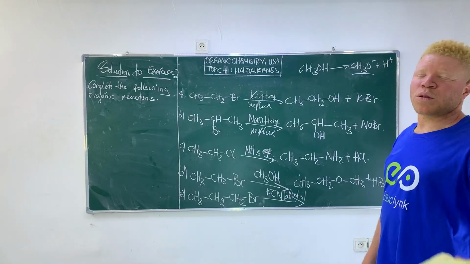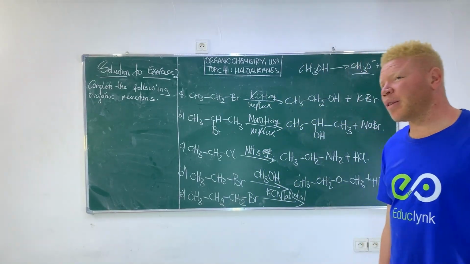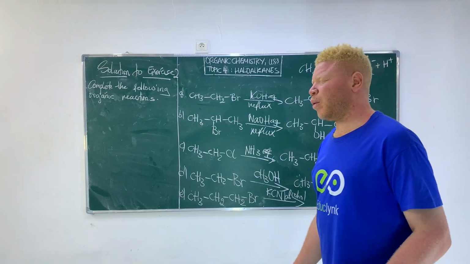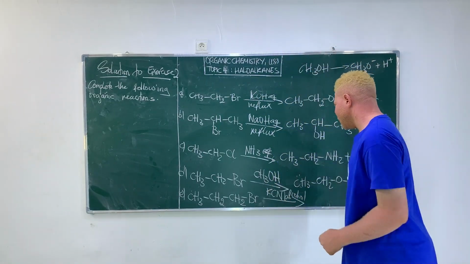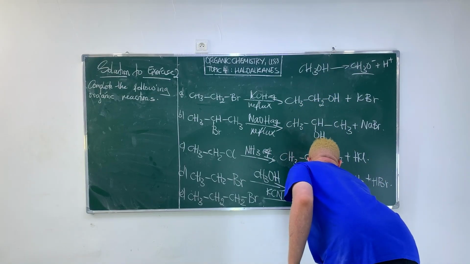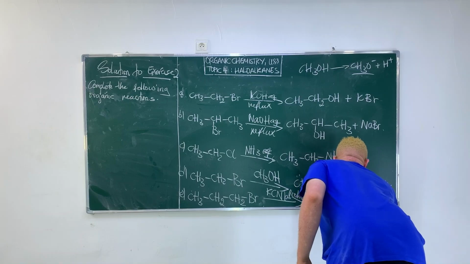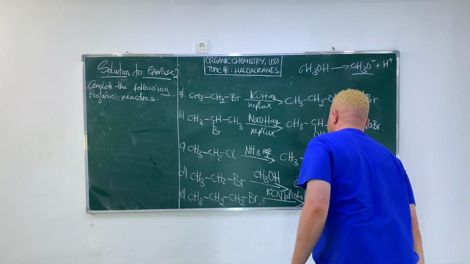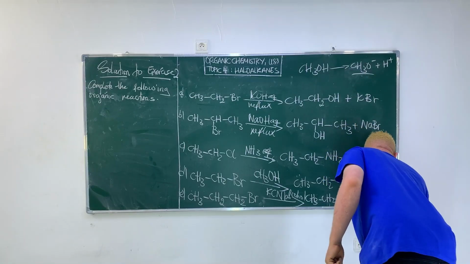The last reaction is also nucleophilic substitution. The cyanide group is a strong nucleophile. So the cyanide group replaces this bromo atom here. At the end of the day, we will have CH3CH2CH2 cyanide plus KBr.